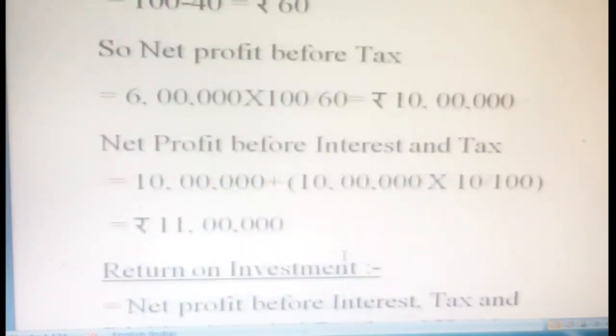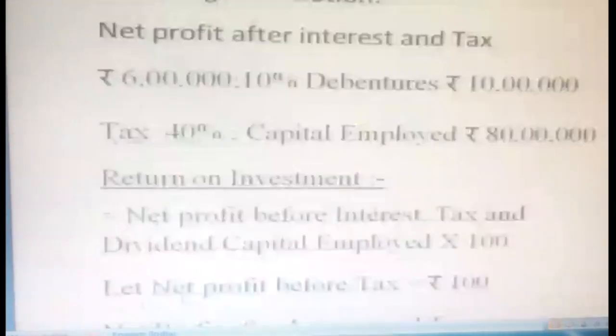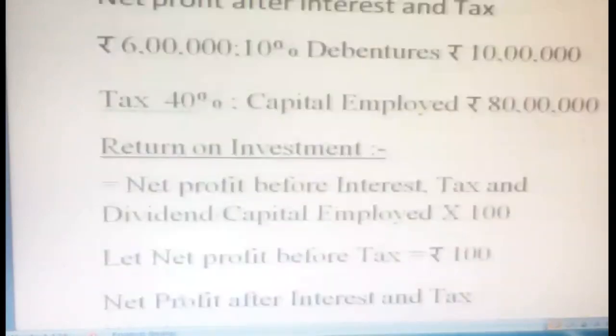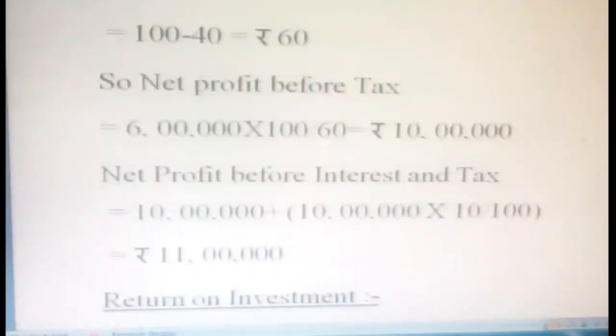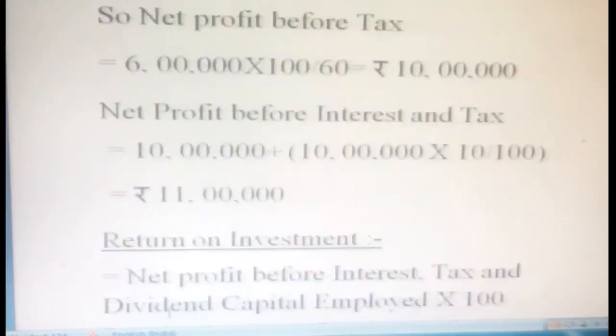Now we're going to calculate interest. So 10 lakhs net profit before interest. Then what is our interest? See from the problem they given 10% debenture, 10 lakhs. So once you apply here 10 lakhs into 10%, you get 1 lakh. 10 lakhs, then 1 lakh our interest, so 11 lakhs.